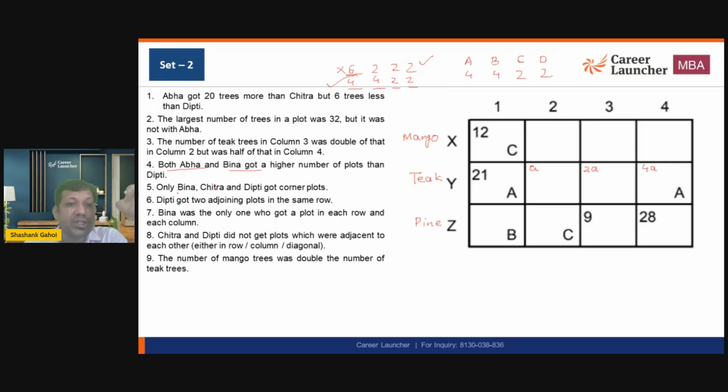Only Beena, Chitra and Deepti got corner plots. So Beena got a corner plot, Chitra got a corner plot, Deepti got a corner plot. It means this person definitely cannot be A. This person definitely cannot be A. Now Chitra got 2 plots. One plot is this, another plot is this. So this can't be Chitra as well. So this has to be either B or D. Deepti got 2 adjoining plots in the same row. So I need to have D and D.